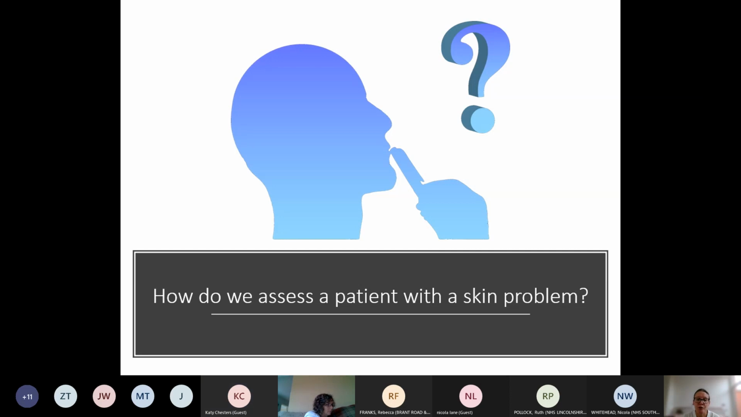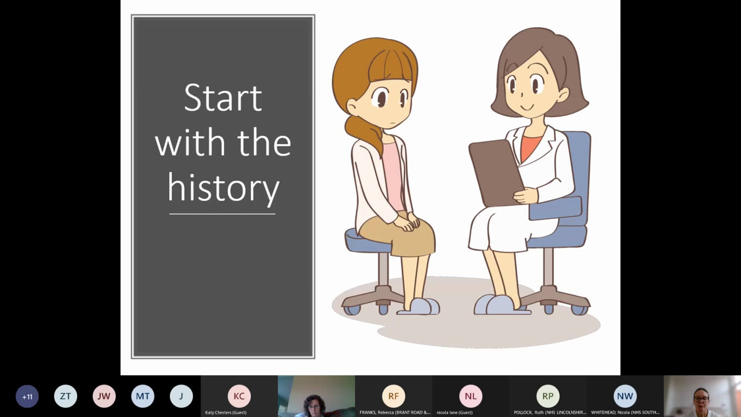So we'll just start with talking about how we assess a patient with a skin problem. When I've talked to some of my friends and colleagues, they have a little bit of panic. When someone comes and says, oh, I've got a rash, they think, I don't think I'm going to know what this is. But don't panic, it's just the same as any other problem, really. So we would start with the history.